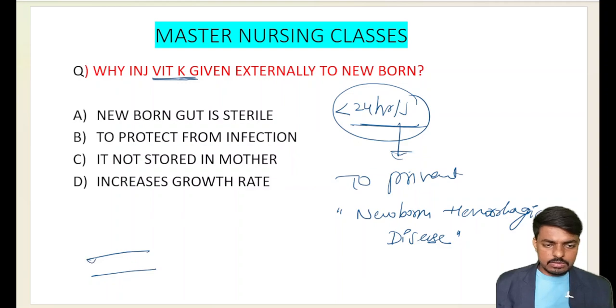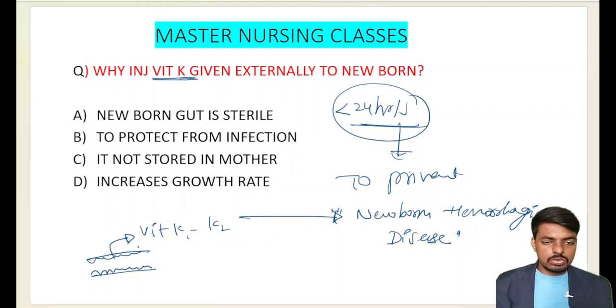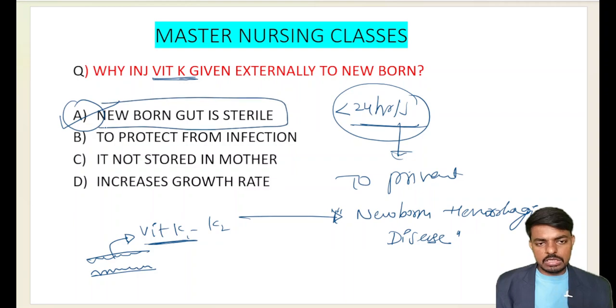So this is the gut, meaning the large intestine. Here the normal bacterial flora helps to produce vitamin K1 to K2, and this K2 helps in the prevention of newborn hemorrhagic disease. The baby has a sterile gut, meaning the large intestine is completely sterile, with no bacterial flora, so there is no vitamin K synthesis, meaning there is vitamin K deficiency in the newborn. Because of that we give the injection vitamin K. This is your answer: the newborn gut is sterile, so that is the reason why we give vitamin K externally.